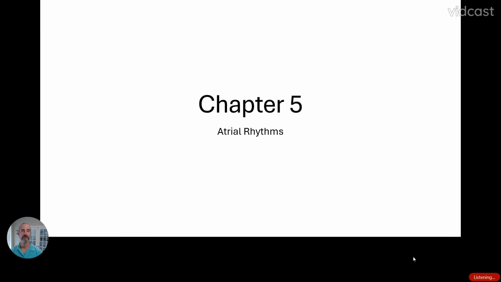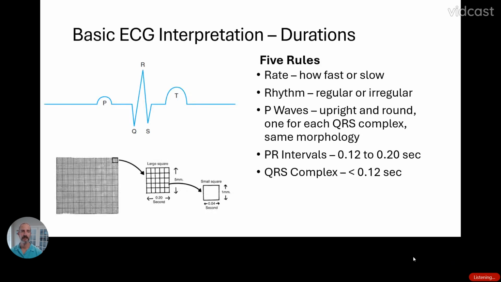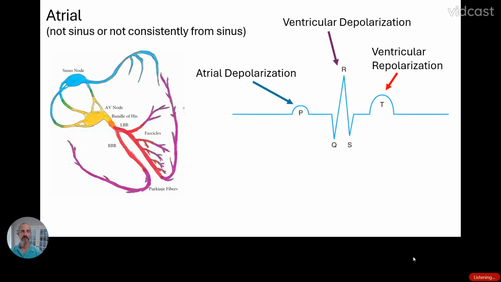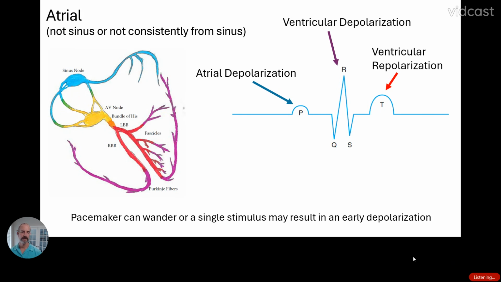We are going to go over Chapter 5, Atrial Rhythms now. A quick reminder of the 5 rules. An atrial rhythm is not sinus or not consistently occurring with a stimulus from a sinus node. So somewhere in the atria. A pacemaker can wander, or a single stimulus can occur from one individual location, and you get different variations that can show up on an electrocardiogram, and we're going to go through those right now.